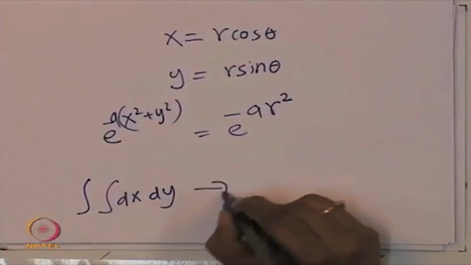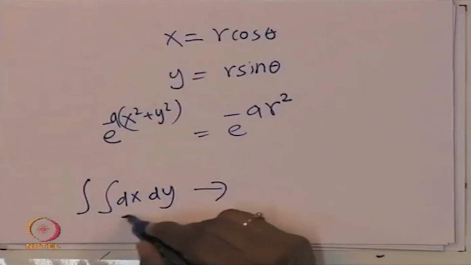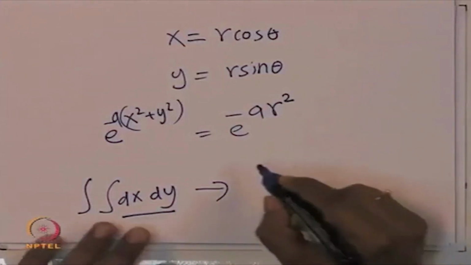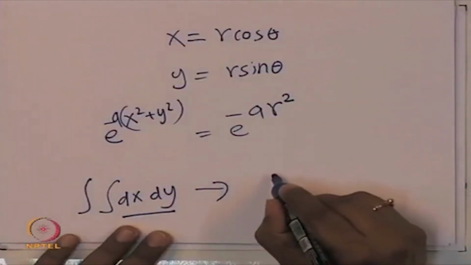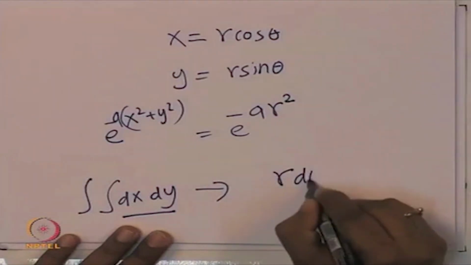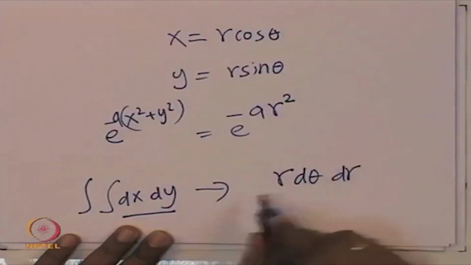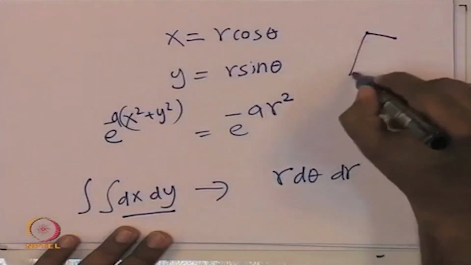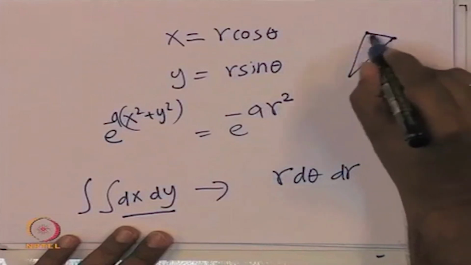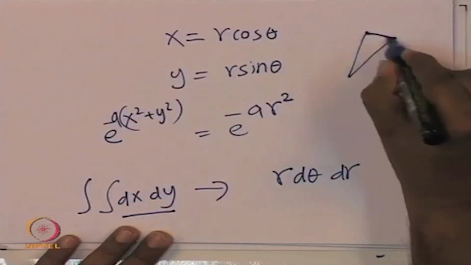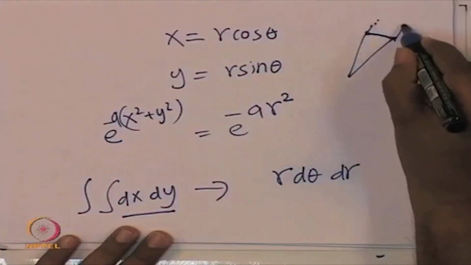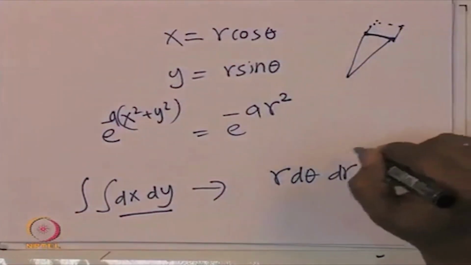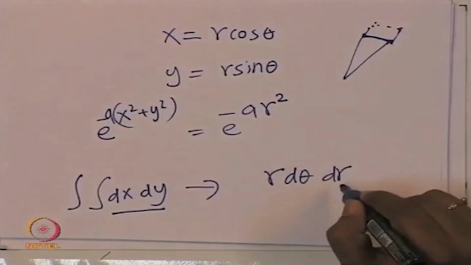So, how do we convert this into plane polar? This is the area element in Cartesian coordinates. The area element in polar coordinates is basically r d theta dr. If you have a radius r, then r d theta is the area in this way, and as d theta changes and r changes in this way, this is basically an area element in plane polar coordinates, r d theta dr.